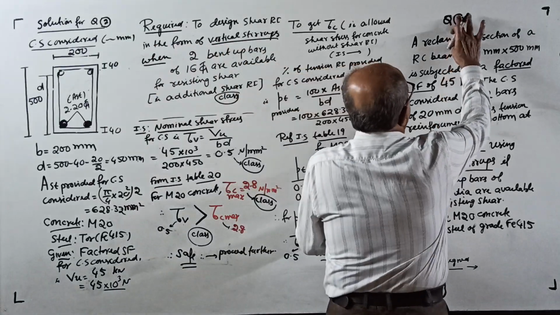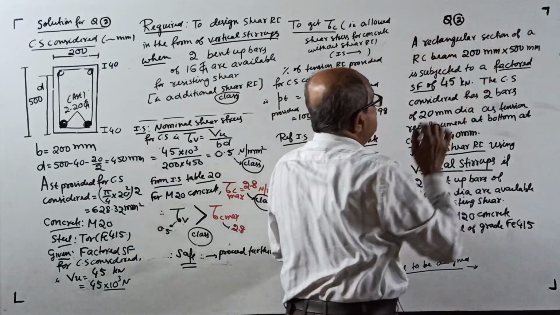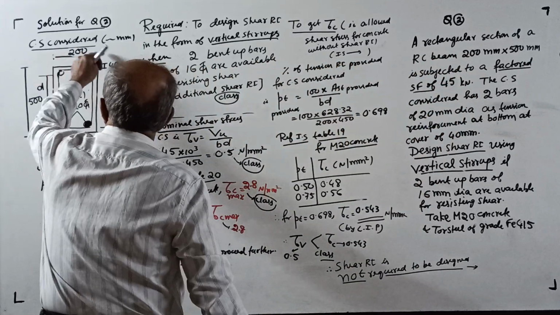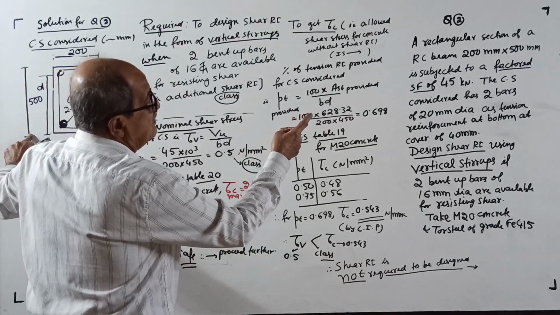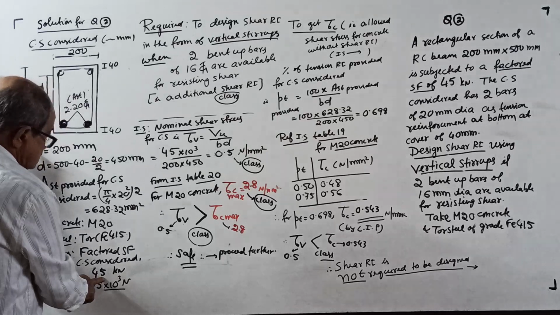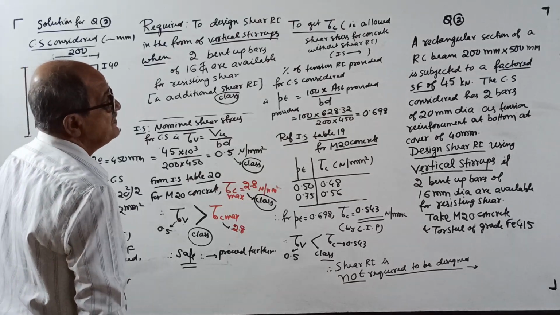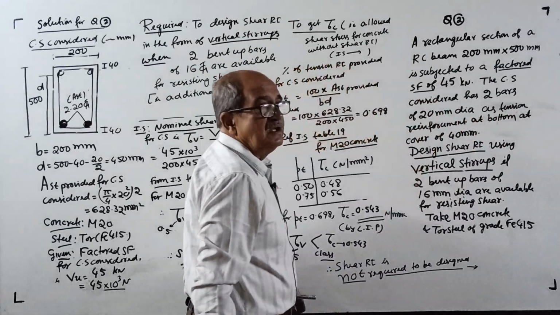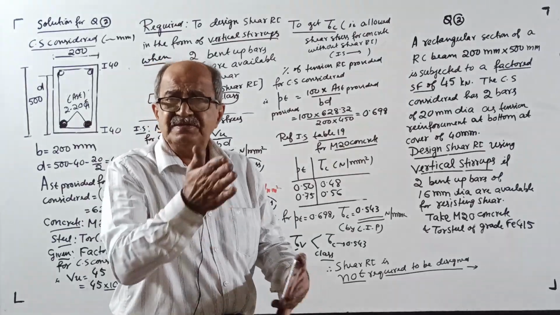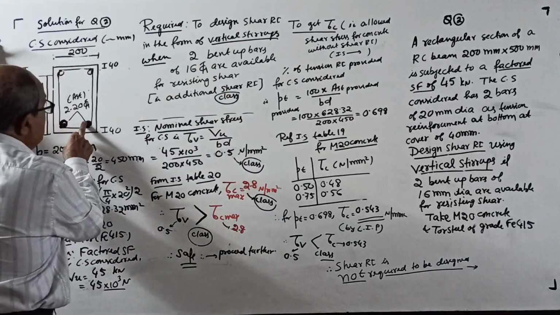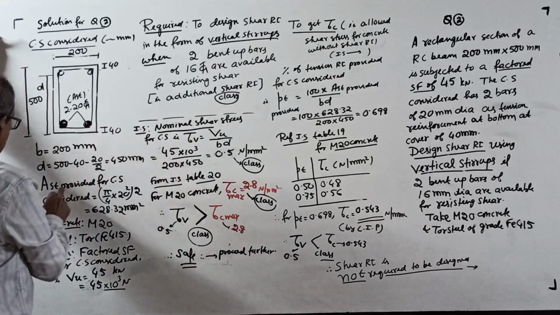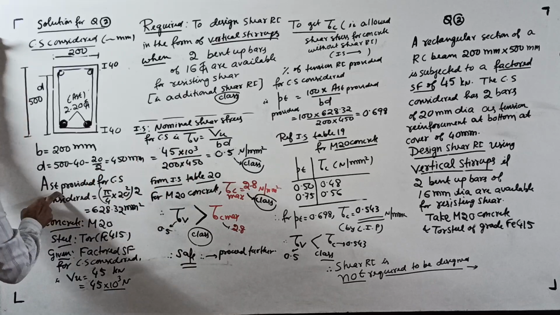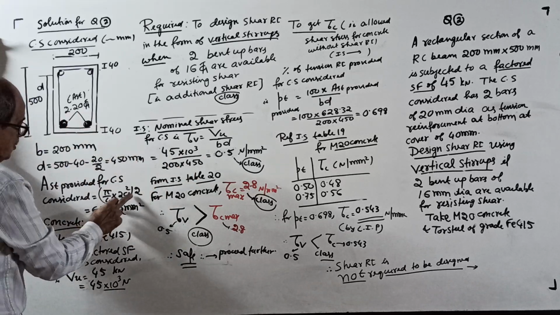Okay. Question number 2, I already changed the question. A rectangular section of RC beam, 200 by 500, is subjected to a factored shear force of 45 kilonewton. The cross section has 2 bars of 20 mm diameter as tension reinforcement at the bottom. Tension steel is at the bottom, which means a sagging beam. So 2 bars of 20 mm at a clear cover of 40 millimeter. So d will be 500 minus 40 minus 20 by 2. These are all mechanical. Ast is pi by 4 of 20 square into 2.